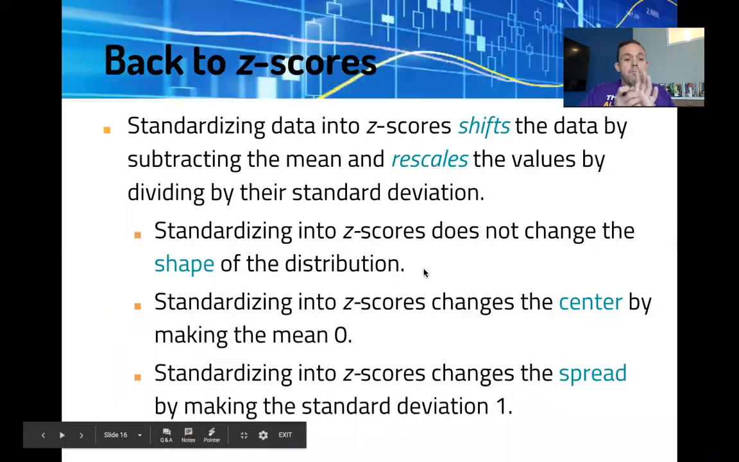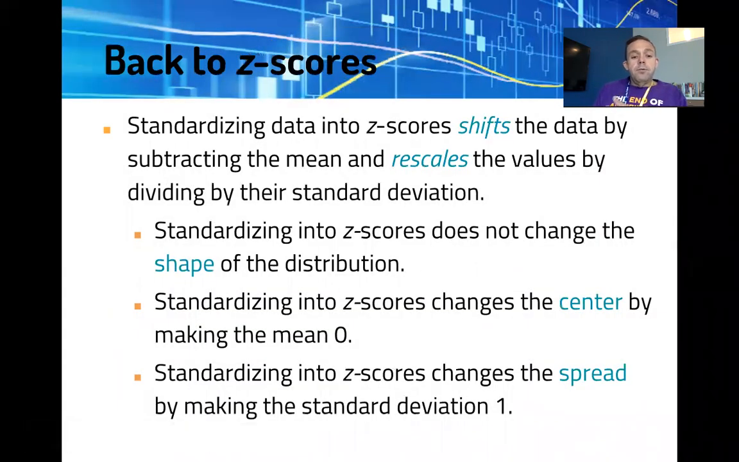Okay, so now let's go back to z-scores. Standardizing data into z-scores shifts the data by subtracting the mean and rescales the values by dividing by their standard deviation. When we standardize into z-scores, it does not change the shape of the distribution. Standardizing changes the center by making the mean 0, and it changes the spread by making the standard deviation 1.